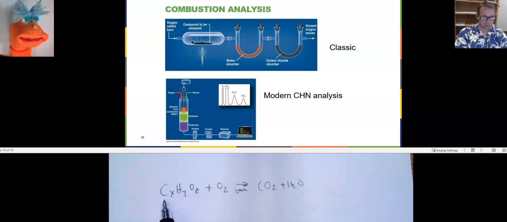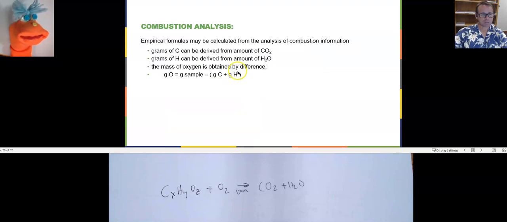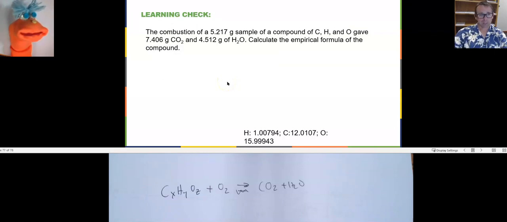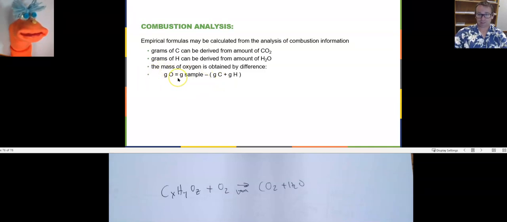Okay, and that's because all this carbon ends up as carbon dioxide, and all of this hydrogen ends up as water. So it's a convenient way to determine the amount, the moles. We can relate the amount in mass of carbon dioxide to the moles of carbon, and the mass of water to the moles of hydrogen. And then after we have the moles of carbon and moles of hydrogen, we have the empirical ratio, the empirical formula. To get oxygen, you often just subtract the mass of carbon and hydrogen from the mass of the initial sample, and we'll go over that as an example.